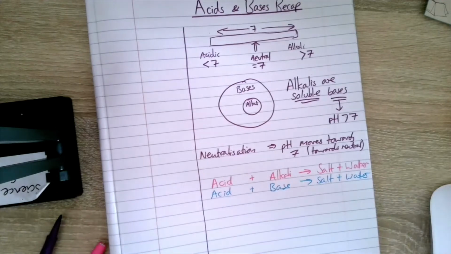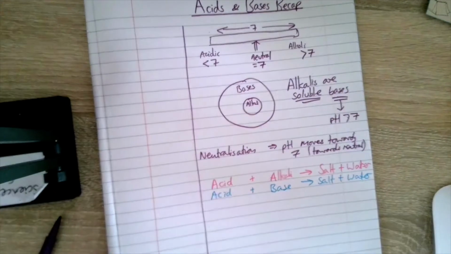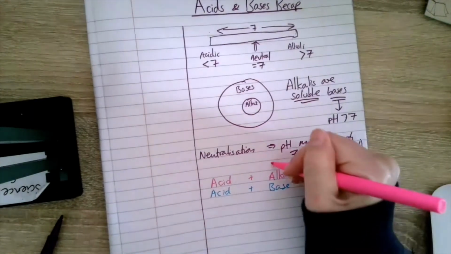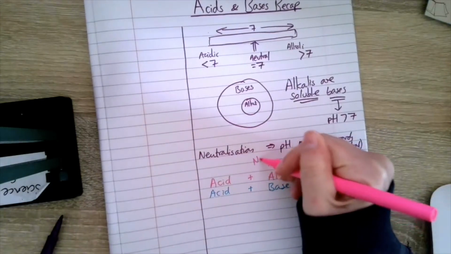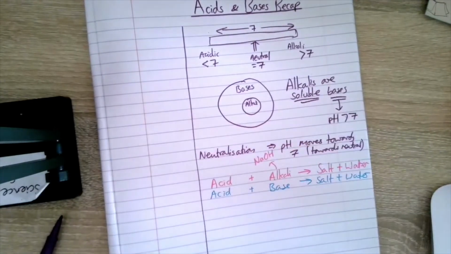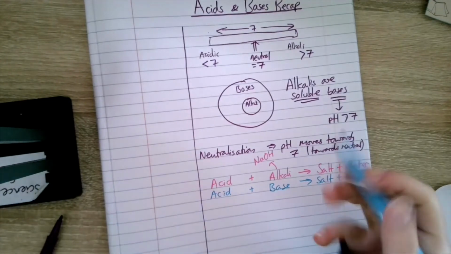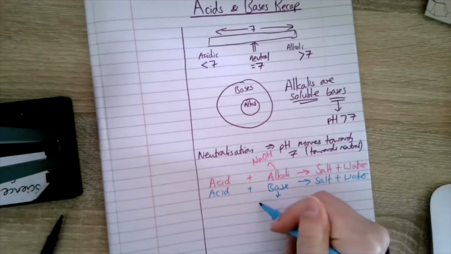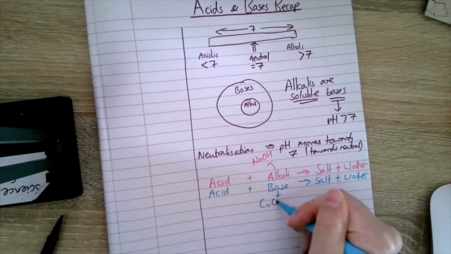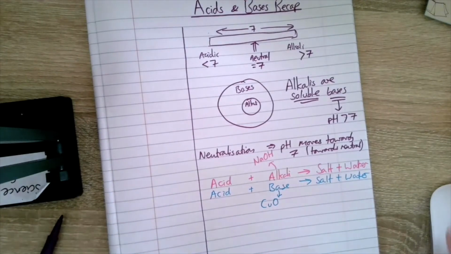We can think of some examples of each of those. So an example of an alkali is sodium hydroxide. So this is soluble in water, whereas an example of a base is something like copper oxide, which is insoluble.